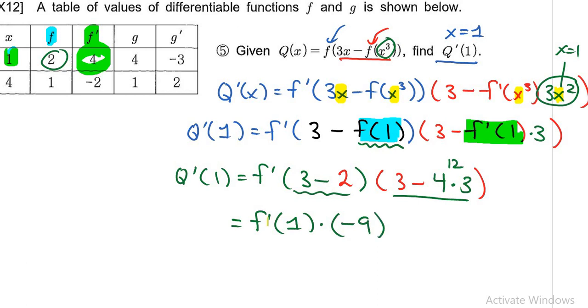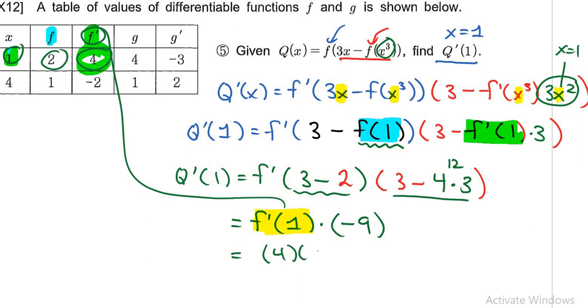All right, let's finish off here. The problem here, f prime of 1. Well, f prime of 1, if I go to the table here, there's f prime, there's 1. F prime of 1 has a value of 4. So this will be 4 times negative 9, and the final answer here is going to be negative 36.